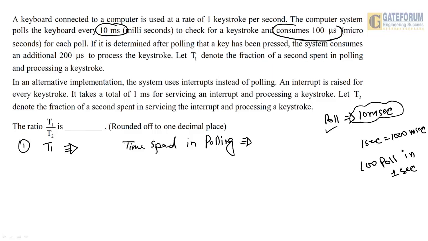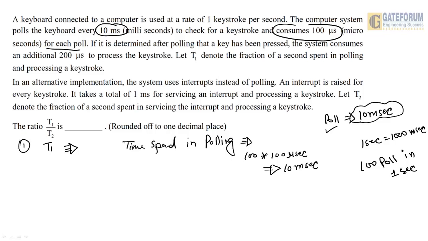it consumes 100 microsecond for each poll. So for time spent in polling, we need to do 100 polls in 1 second, and for each poll the time spent is 100 microsecond. So how much is it? Can we say that it is equal to 10 millisecond? So time spent in polling is simply 10 millisecond.